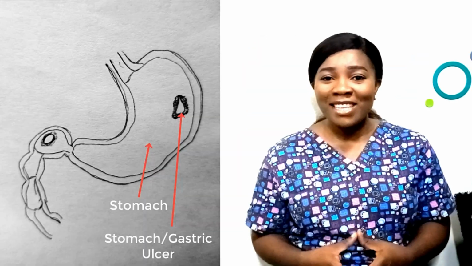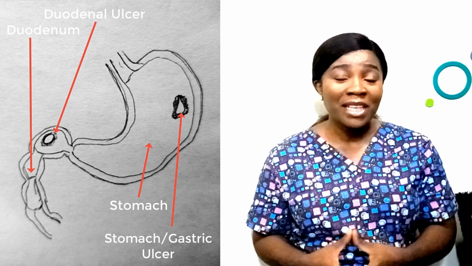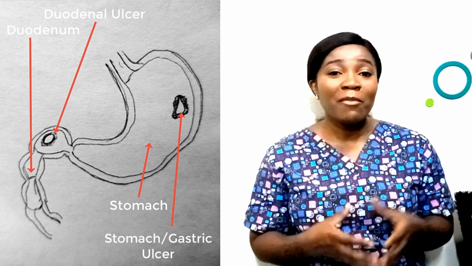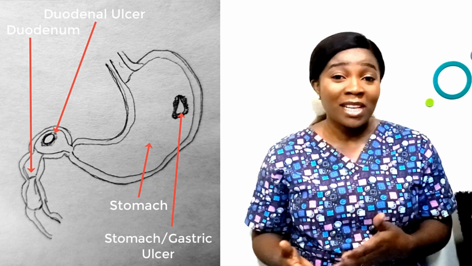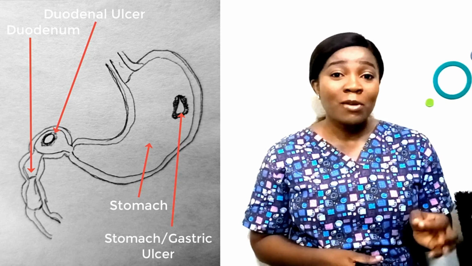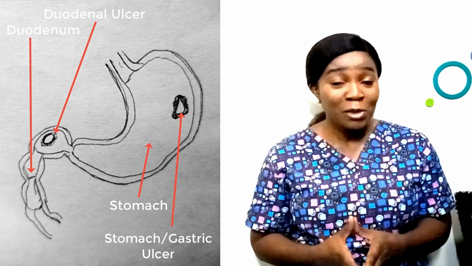The two most common types of peptic ulcers are the gastric ulcers and the duodenal ulcers. These names refer to the location where the ulcer is found. Gastric ulcers are located in the stomach, while duodenal ulcers are found at the beginning of the small intestine, also known as the duodenum. A person may have both gastric ulcers and duodenal ulcers at the same time. In my next video, I'm going to be talking about the duodenal ulcers and the gastric ulcers, the difference. I'm going to talk about them in detail. Please do well to watch it.